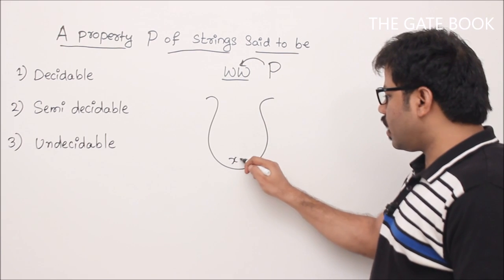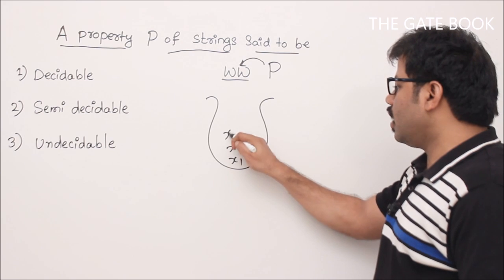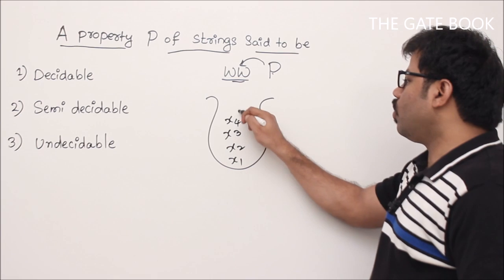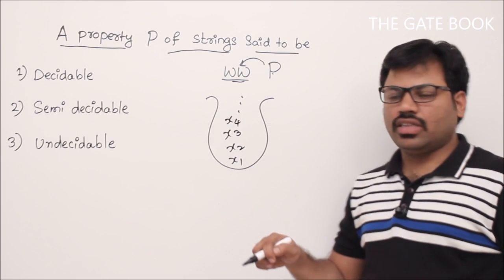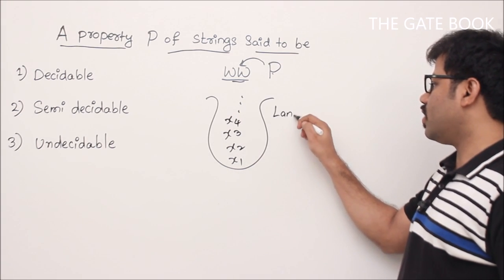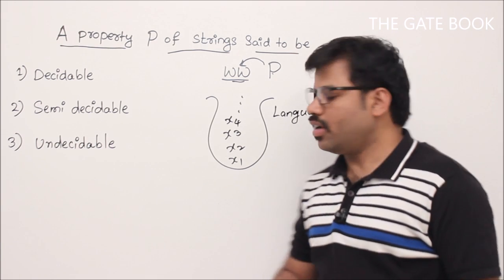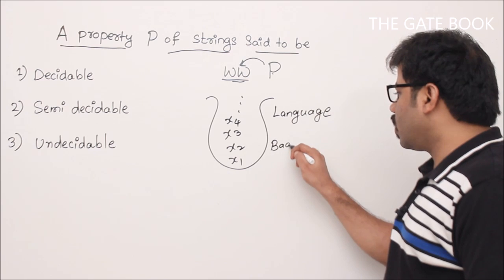Let's collect all such strings x1, x2, x3. Whenever this property is satisfied, you collect it. When you collect all possible strings, then it forms what? Definitely a language, because we know that a language is nothing but a collection of strings. Now focus on this bag.